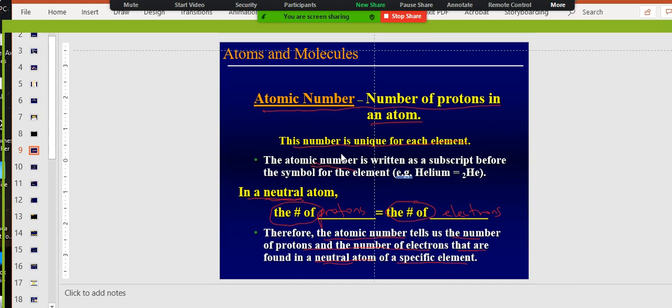Now, I talked a little bit about isotopes. Iso means same. Tope means element, essentially. So an isotope means it's the same element, but it has a different number of neutrons, so its mass is different. A good example of this is carbon. So we go and look at carbon. I'm just going to flip back to this slide.